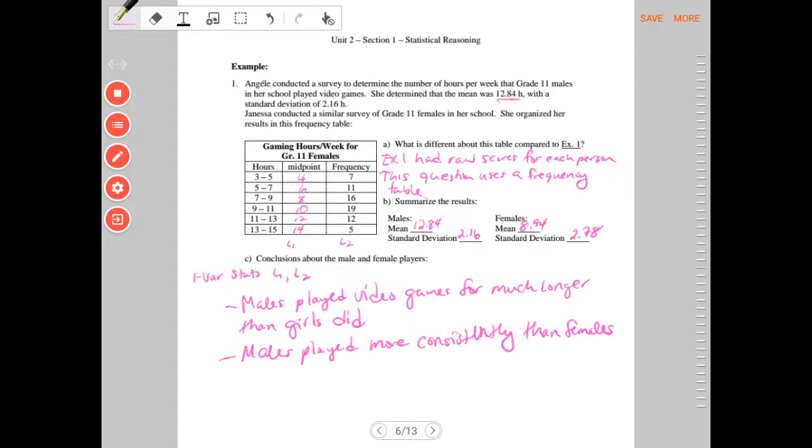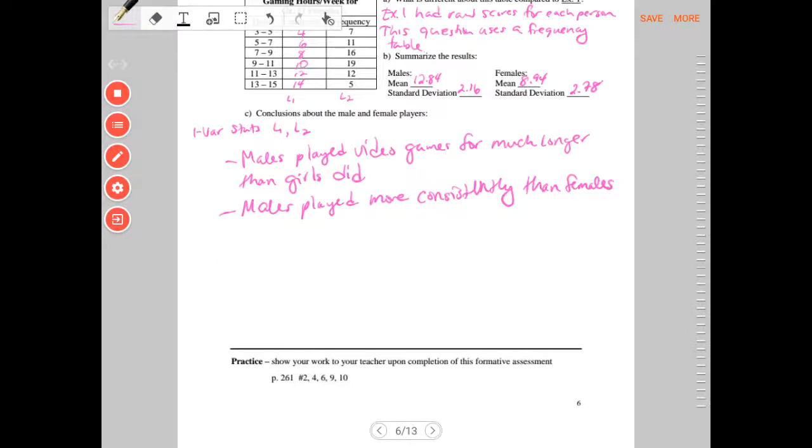Alrighty. That looks like that's it for those examples. So if you think you're doing all right, please try questions on page 261, numbers 2, 4, 6, 9, and 10. Show your teacher when you have completed this assessment.